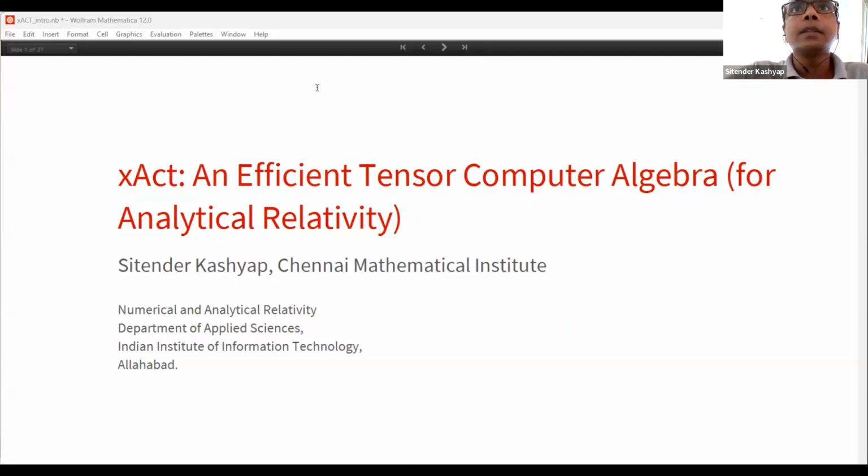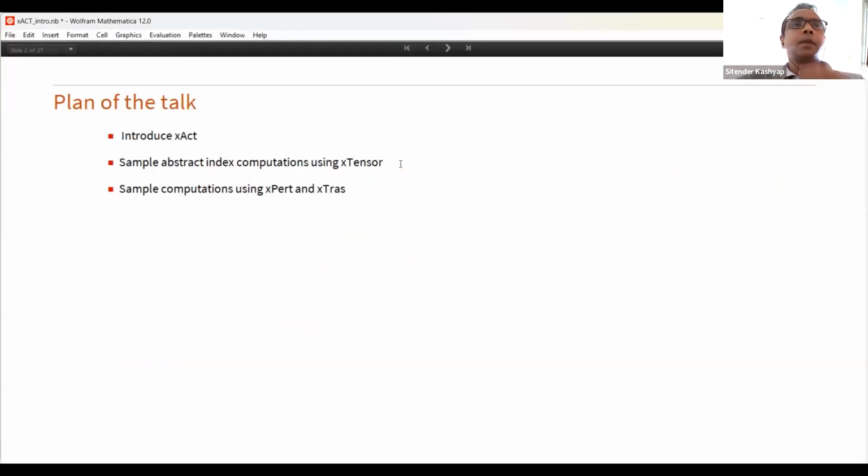So here is a plan of my talk. First I'll introduce xAct, and then I'll give some sample abstract computations using xTensor, a package within xAct. Then we'll do a component computation using xCoba. And then finally we'll see some sample computations using xPert and xTras. Okay, so let's move on.